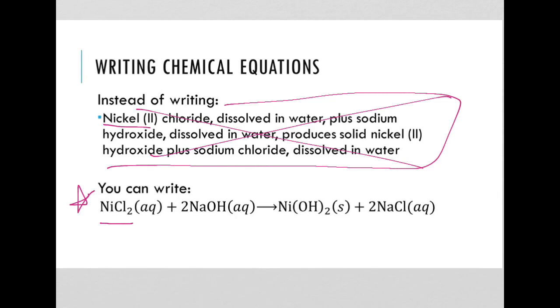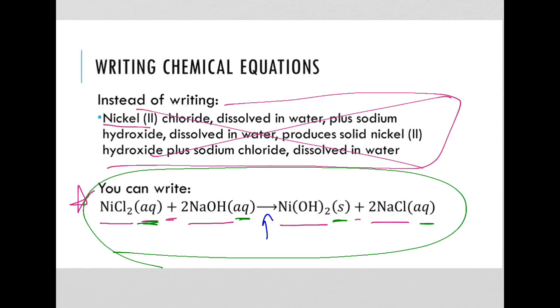My nickel 2 chloride dissolved in water, my aqueous there, let me do that in green, plus, and we have that plus symbol there, sodium hydroxide also dissolved in water, produces, which we saw before, my nickel 2 hydroxide, which is solid they mention, plus sodium chloride dissolved in water. Okay, and this is a lot simpler, and if I was writing this down on a piece of paper, it's significantly easier.